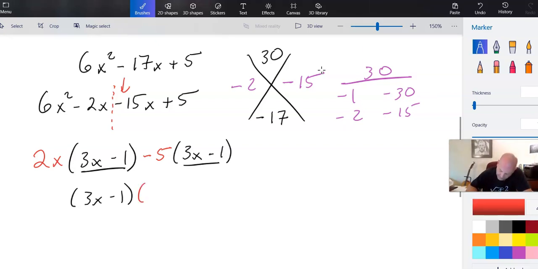And that leaves me with 2x minus 5 as the other factor. And so we win, right? But you notice how much the signs of the master product and the signs of the sum you're looking at help determine the signs of the two numbers that you're trying to find, right? So those are important clues. You need to be able to reason through those things.